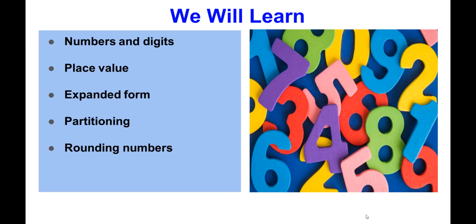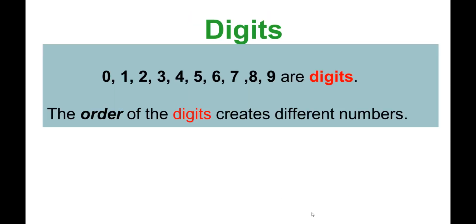In this unit, we will cover the following topics: numbers and digits, place value, expanded form, partitioning, and rounding numbers. Let's get started with digits. 0, 1, 2, 3, 4, 5, 6, 7, 8, 9 are all digits. The order of the digits creates different numbers.